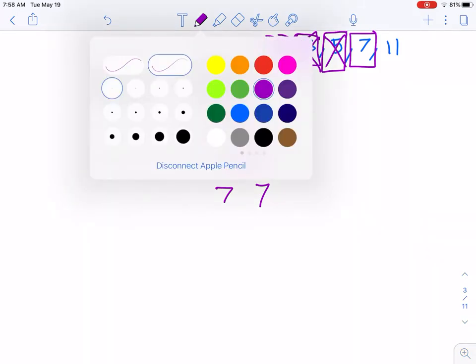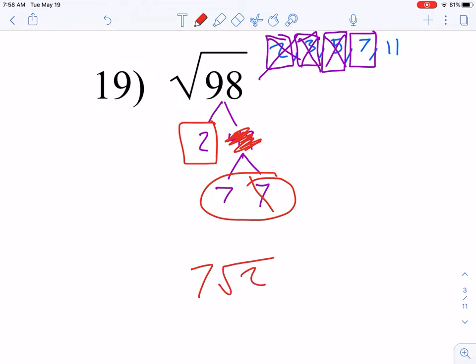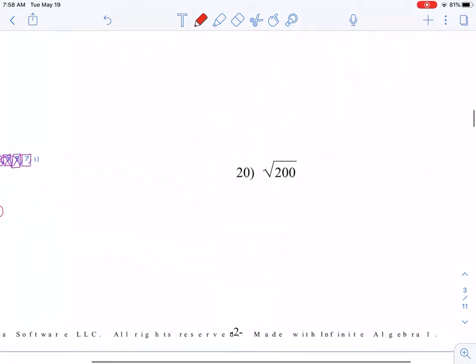So now I'm looking for groups of 2. So I find a pair here, which means I'm going to write one of those numbers outside. And then the 2 is still stuck inside. We use the 49 up to create 7 times 7. So the 2 is still inside the radical. All right.